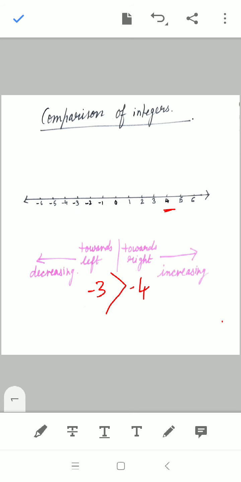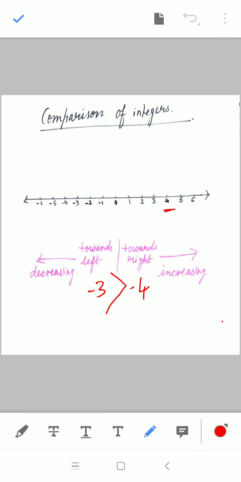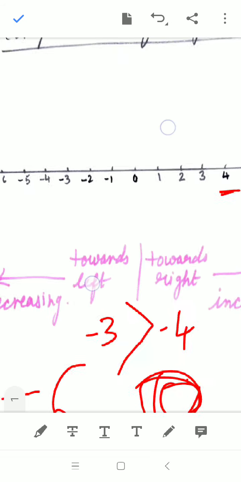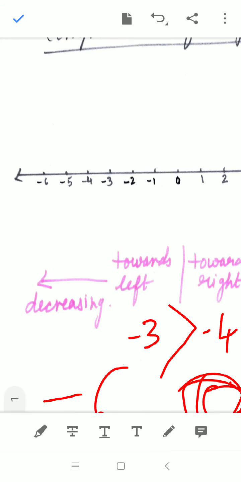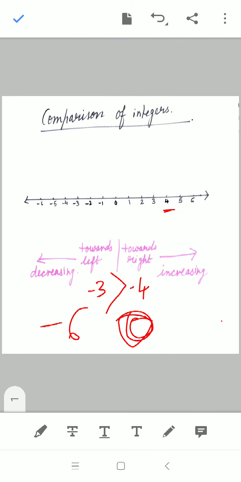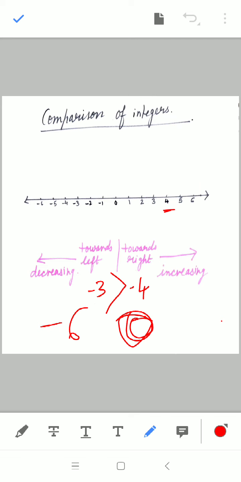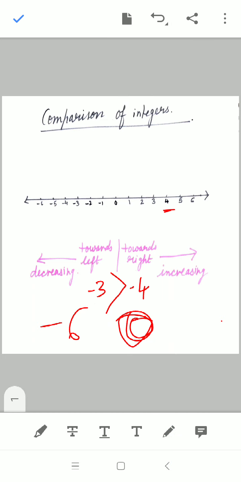Suppose I give you one number, -6, and 0. Let us see -6 and 0. Which is to the left? You have to just think. -6 is to the left, so -6 is less than 0. 0 is a neutral number, neither positive nor negative.